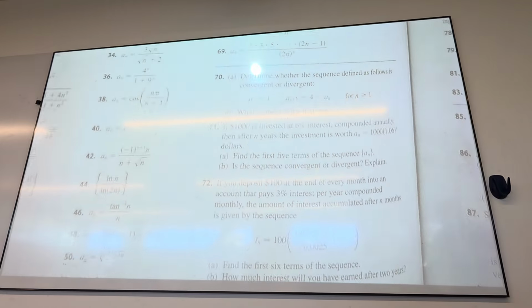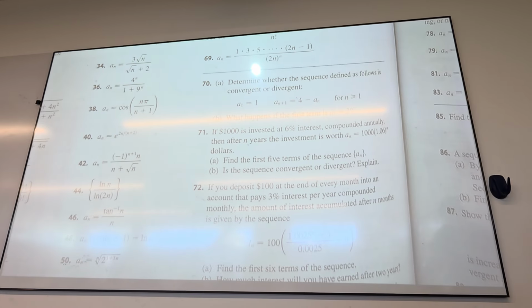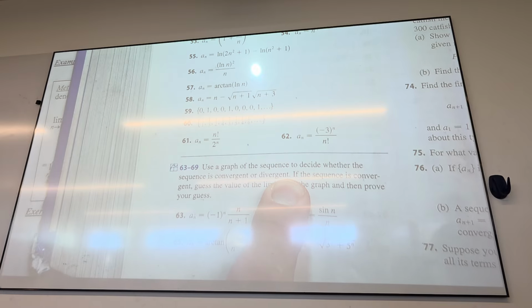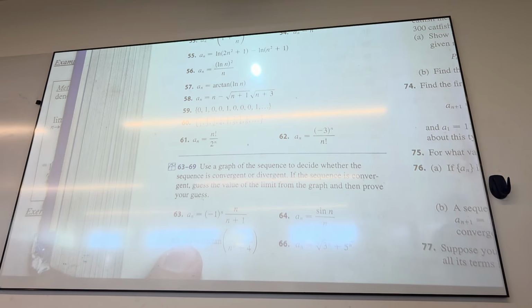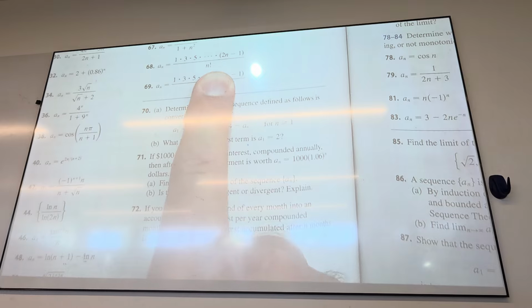Can these problems, are you supposed to say if they converge or diverge? This one says use a graph of the sequence. Number 68, yes. 68 is really neat.